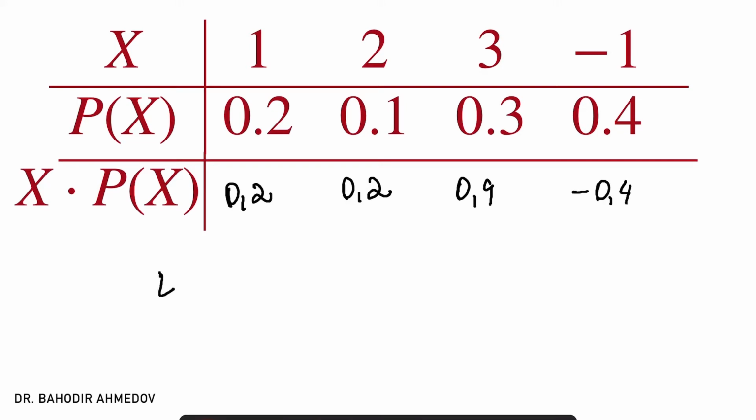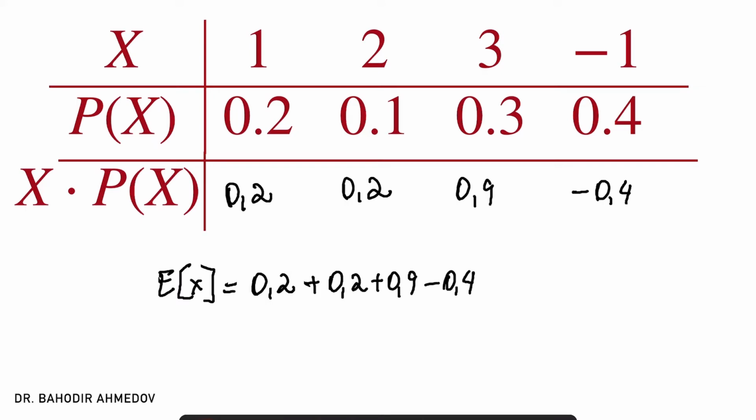The expected value is going to be the sum of all of these values, essentially 0.2 plus 0.2 plus 0.9 minus 0.4. That's going to be 0.9. That's going to be the expected value, or so-called average value, of this discrete random variable.